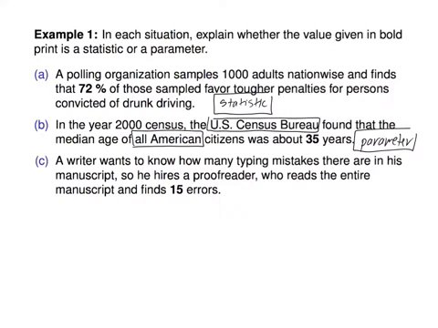Yes. Okay, a writer wants to know how many typing mistakes there are in his manuscript. So he hires a proofreader who reads the entire manuscript and finds 15 errors. That's a parameter because the whole manuscript was read. It's pretty good for a whole manuscript. Well, it depends on how long the manuscript is, right? That certainly isn't true for my note sheets. It's like a child's book. Here, let me read this kid's book and find how many errors you have. Exactly. Okay, so that part's pretty easy.